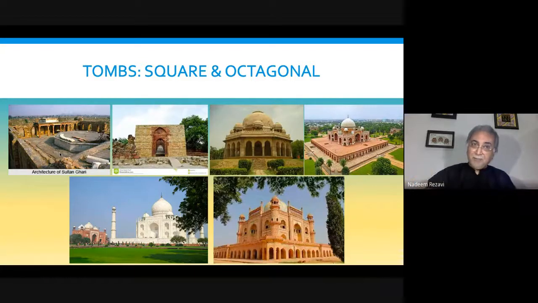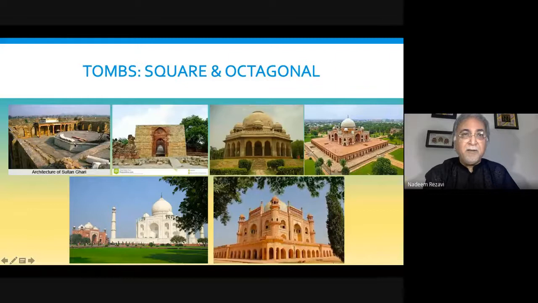First, the square tomb was built. Second, from the very first tomb, another thing which came to be established was that generally the actual grave would always be situated within the ground, not above the ground. Above the ground, you would only see the replica. So here, at Sultan Ghari, the actual structure is square with a rectangle, with an octagonal platform in between. It represents the burial chamber which is situated below.